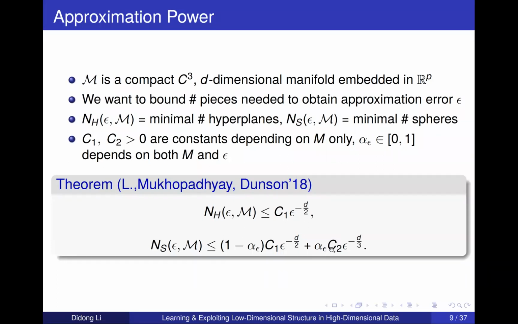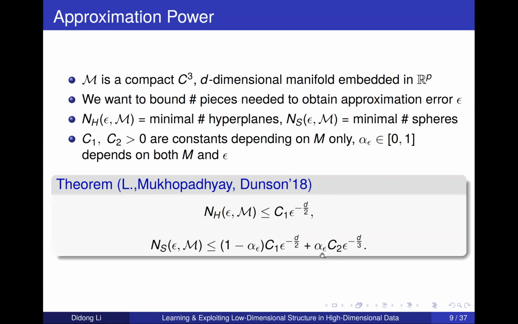Two extreme cases are as follows. When alpha epsilon is 1, then the first term disappears, and the order decreases from negative d over 2 to negative d over 3. Another extreme case is when alpha epsilon is 0, then they have the same upper bound. And so that means we can do at least the same as the hyperplane case, depending on the geometry or this alpha.